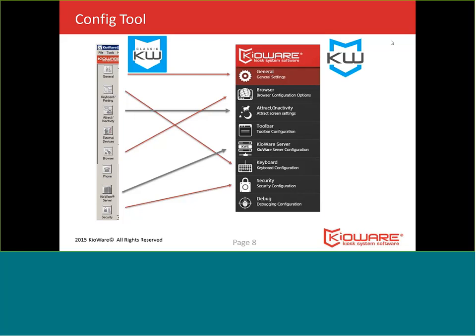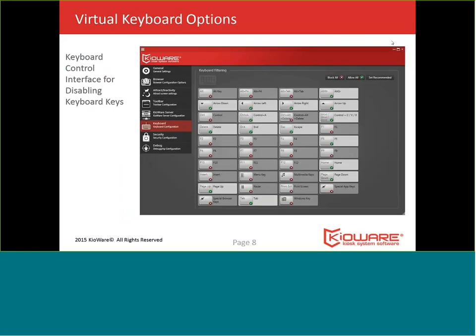We have added a tab for debugging to make it easier for your web developer to connect to the KioWare Chrome instance and identify and resolve issues. Moving on to the keyboard tab, you can see that the new keyboard configuration is visual and simple to use. Administrators can block all or allow all keys, or set to the recommended list, all with a single click.